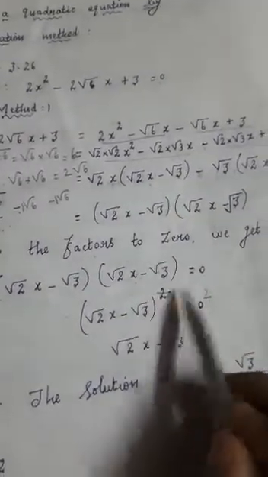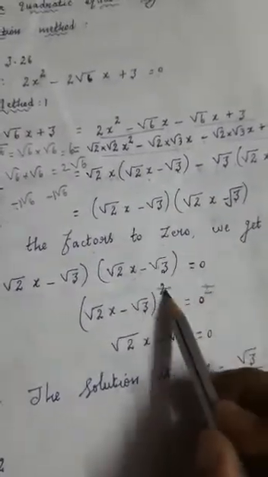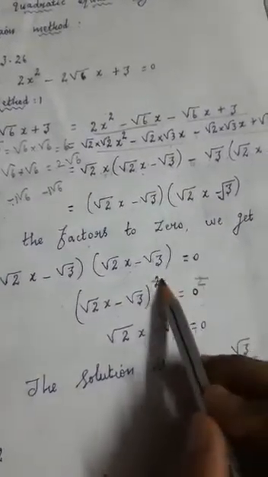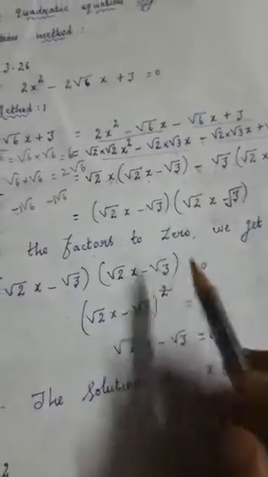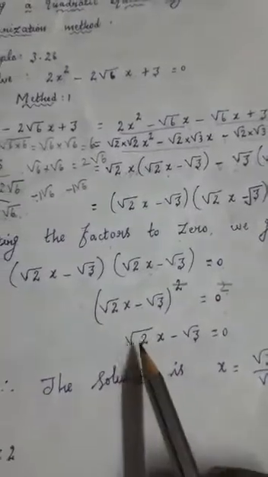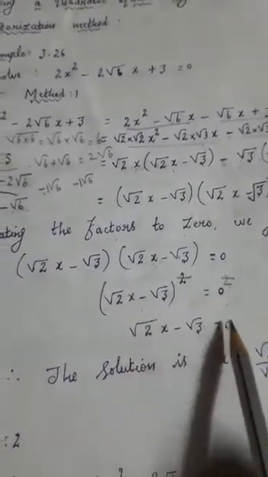So here, can you cancel the 2 or not? Because if you bring this 2 to this side, it will become 1 by 2, then you can cancel it. So there is no need to bring it to this side, here itself we can cancel it. Okay, so now what remains is root 2x minus root 3 is equal to 0.